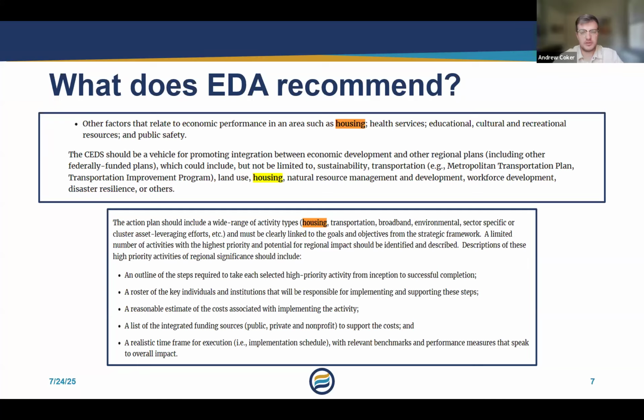The next bullet point is about the implementation piece, the action plan. They list housing in there as a potential area for the action plan, alongside transportation, broadband, and environmental. We've seen a lot of this before. This isn't necessarily new, but it gives you an idea of what EDA has actually said about housing and the CEDS.